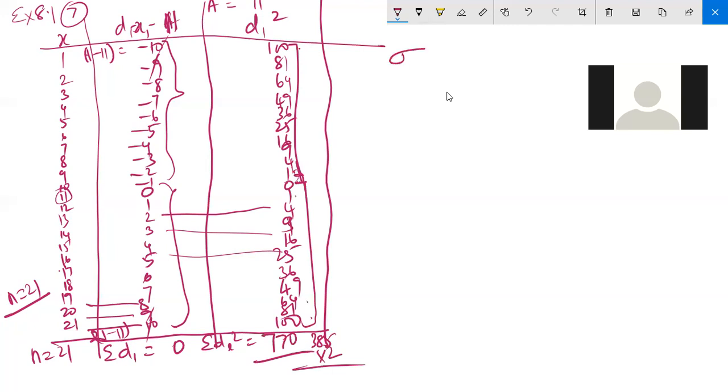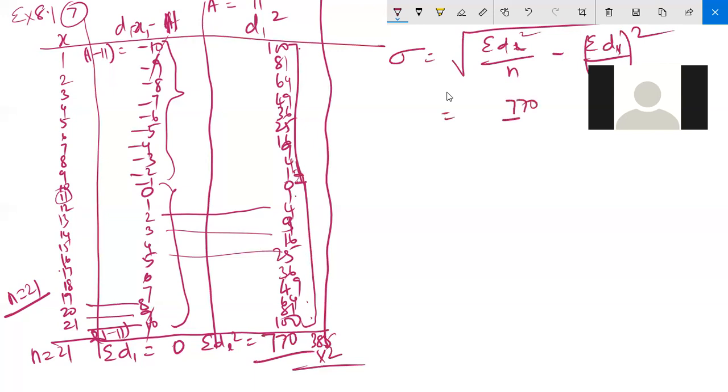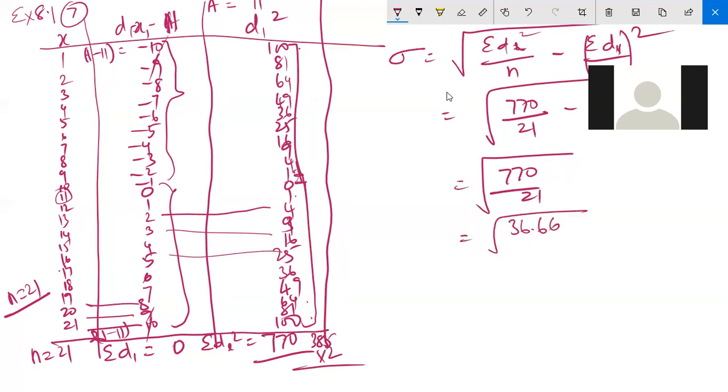So, same formula. Standard deviation is the square root of sigma di squared by n minus, sigma di by n, the whole squared. Sigma di squared is 770. n is 21. Sigma di is 0, by n, the whole squared is 0. That is equal to 770 by 21. Root of 770 by 21. Let us divide 770 by 21. Calculate. Divide by 21. That is equal to root of 36.66.